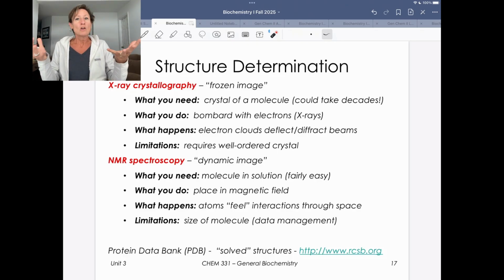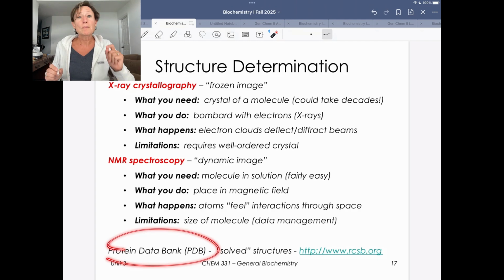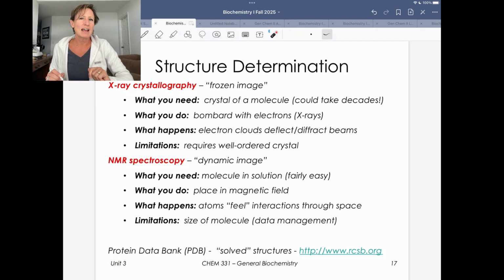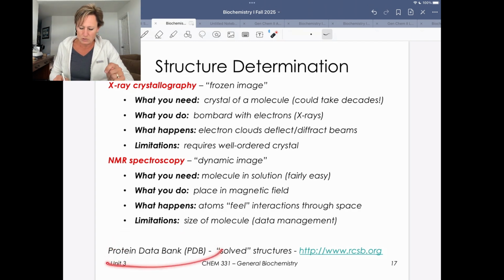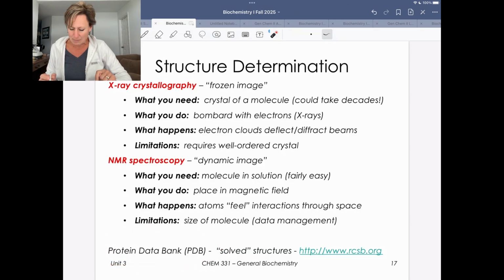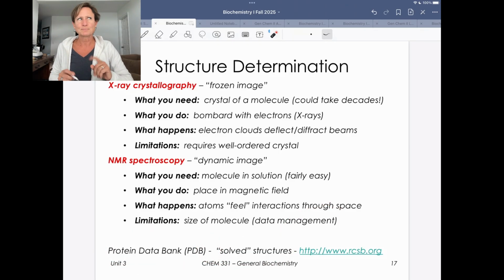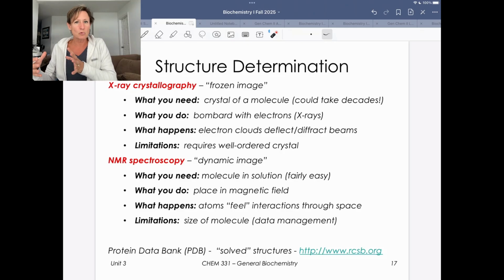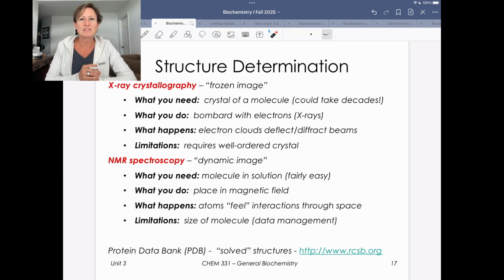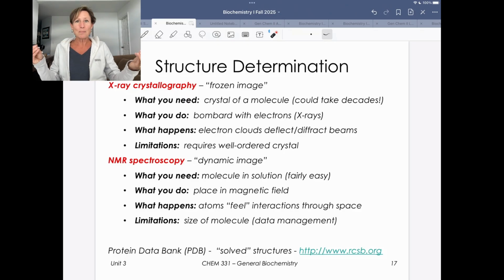Regardless of how a structure is determined, if you want to publish that structure, you need to provide the coordinates to what's called the Protein Data Bank. We're going to look at the Protein Data Bank in a minute. So solved structures are going to have coordinates that are deposited here. And why that's useful and helpful is basically anybody who has a molecular visualization program can take the file essentially from the PDB and open it up in these visualization programs.